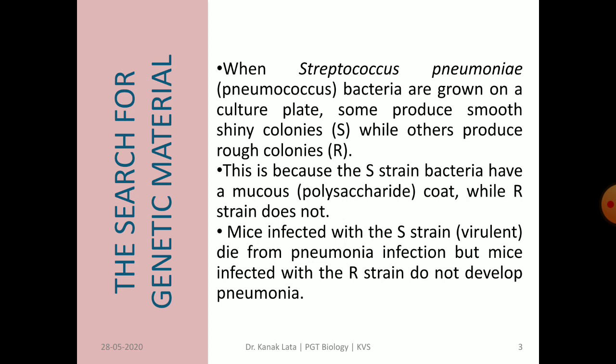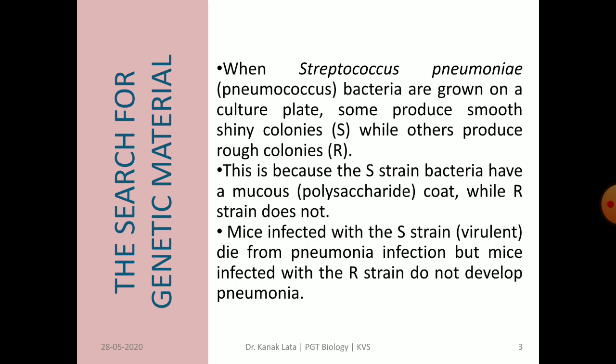When he grew Streptococcus pneumoniae on a culture plate, he found two types of bacterial colonies. Some produce smooth shiny colonies called S strain and others produce rough colonies called R strain. The smooth shiny colonies of S strain are due to a polysaccharide mucus coat which is absent in R strain. S strain bacteria are virulent, whereas R strain bacteria are non-virulent, meaning they do not cause any type of disease.